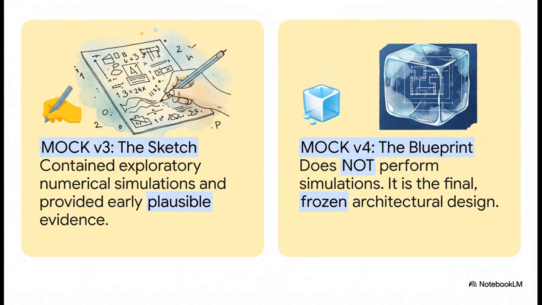And you can see that process right here. The project was split into two totally distinct phases, Mach version 3 and Mach version 4. The best way to think about it is that Mach v3 was the sketch phase. That's where they ran simulations just to see if these core ideas had any legs. But Mach v4, that's the final blueprint phase. It doesn't run any simulations at all. It is just the final frozen architectural design put out there for everyone to review and eventually test.